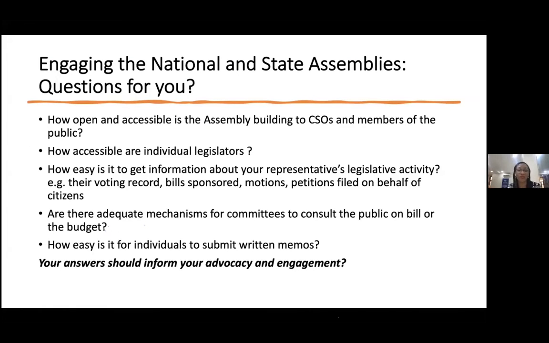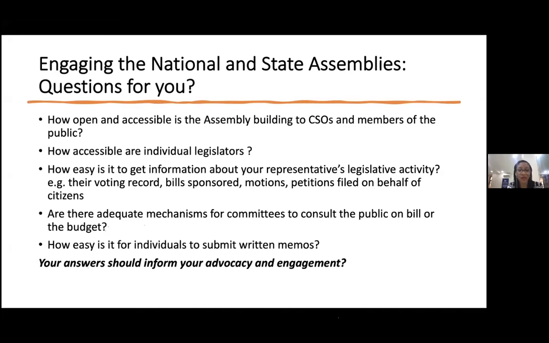And what can we do as civil society to ensure that voting is not secret, because these are people we elected. We need to know how they are voting. So what should we be doing to ensure that this information is put out?